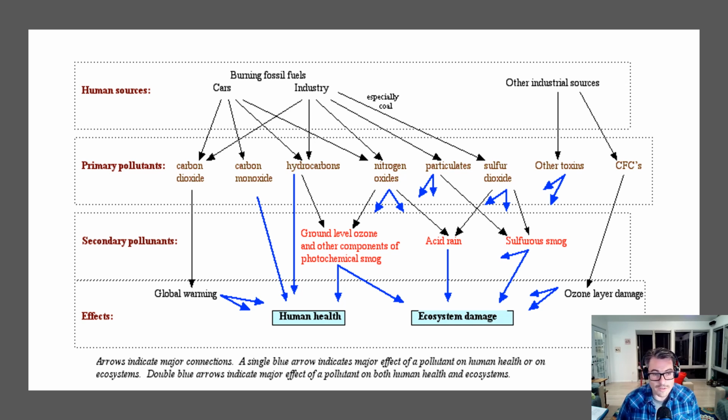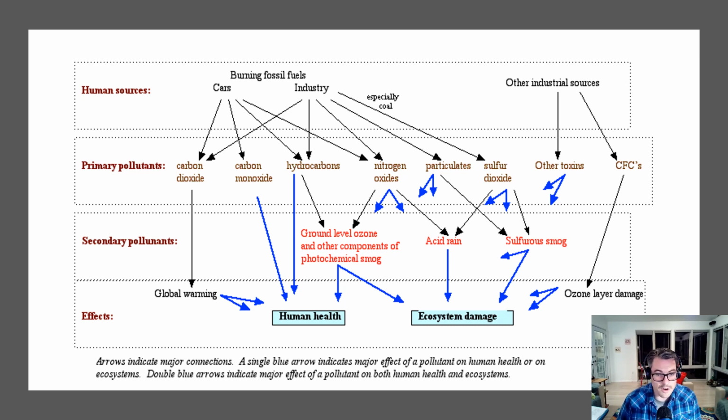In the second level, you see the primary pollutants that are produced: carbon dioxides, carbon monoxides, hydrocarbons. All of these already cause harm in the environment. Nitrous oxides, particulate matter, and sulfur dioxides combine with other toxins and other components of the environment to produce secondary pollutants in the third level.